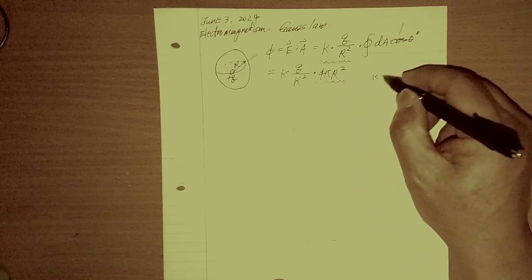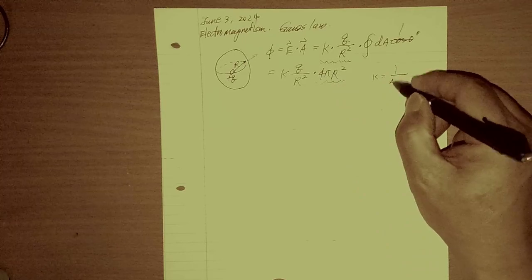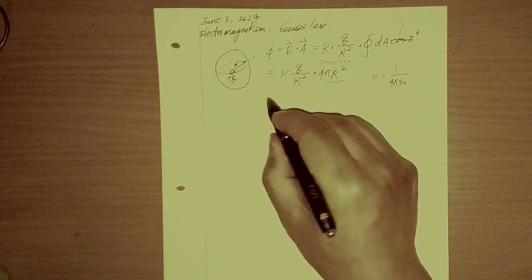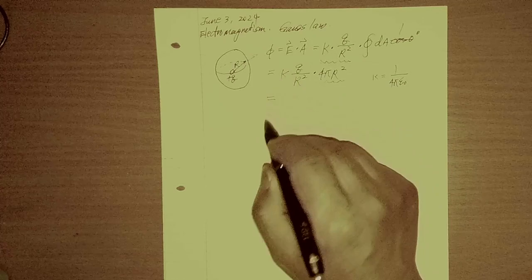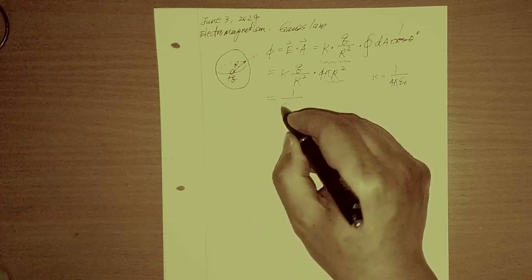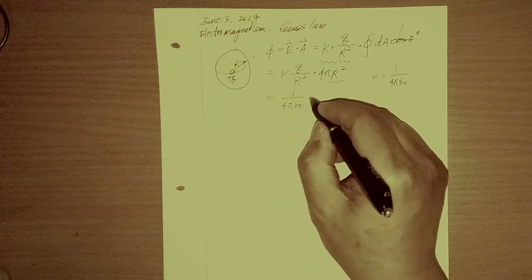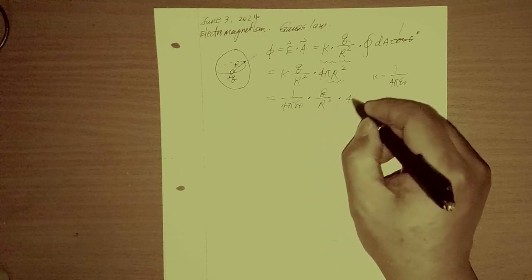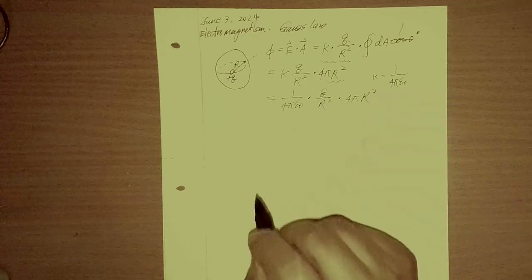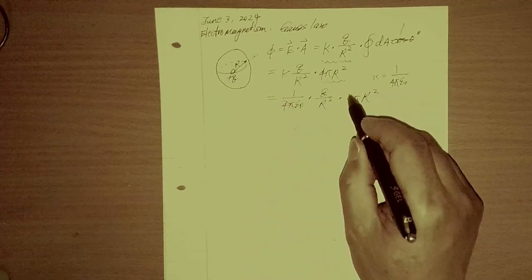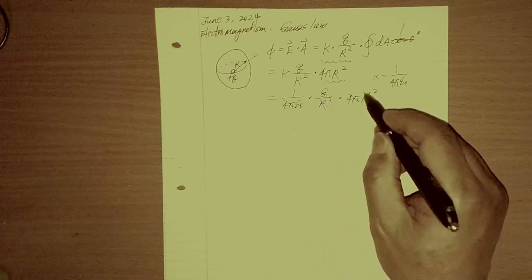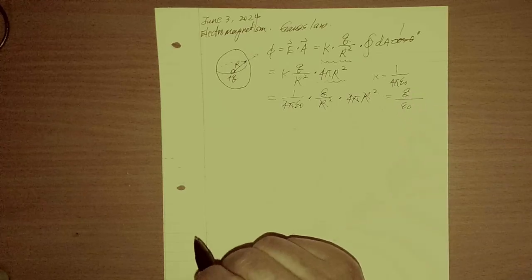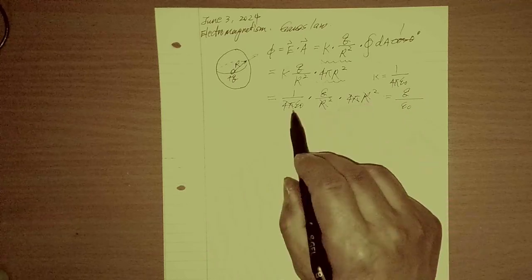Again, recall earlier we said K is equal to 1 over 4 pi epsilon 0. So we plug in right here to replace the K. We get 1 over 4 pi epsilon 0 times Q over R squared times 4 pi R squared. Notice the 4 pi cancels out, R squared cancels out, so the result is Q over epsilon 0. Notice the R is being cancelled out, right?